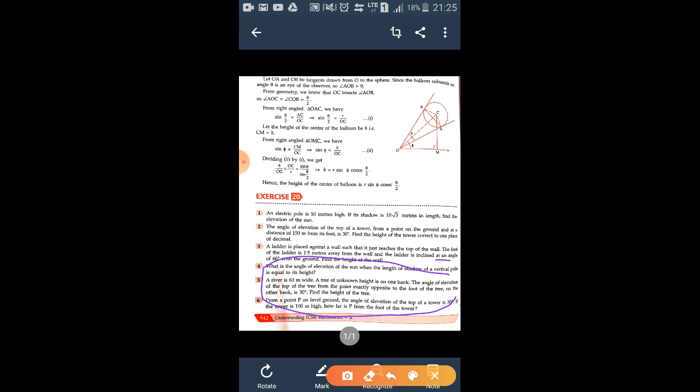What is it saying? A river is 60 meter wide. A tree of unknown height is on one bank. The angle of elevation of the top of the tree from the point exactly opposite to the foot of the tree on the other bank is 30 degree. Find the height of the tree.